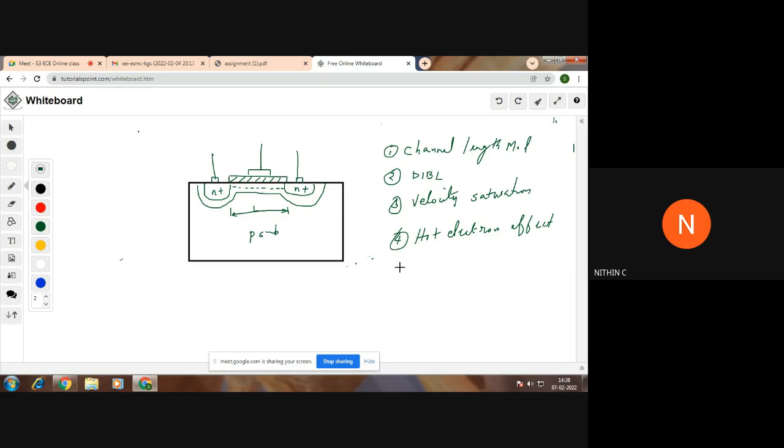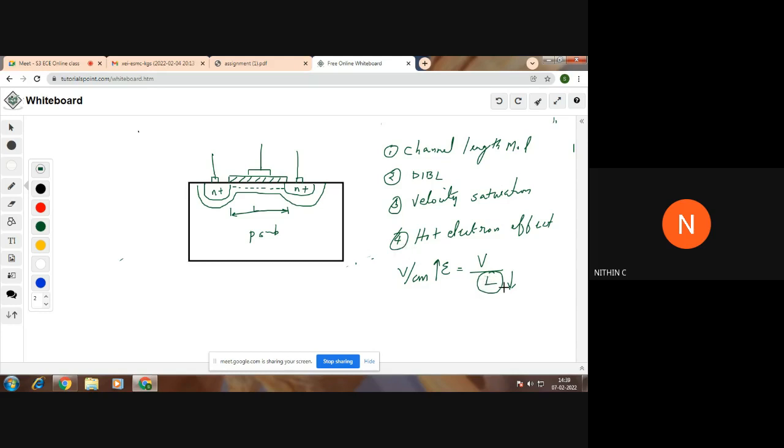What is electric field? Electric field depends upon voltage per centimeter. Voltage divided by distance, V by L will give you the electric field. So that depends upon the length. Volt per centimeter ആണ് electric field unit. So what happens when the length of the channel decreases? Length of channel decrease ചെയ്യുന്ന സമയത്ത് electric field value will increase. When there is high electric field, you will be having hot electrons in the channel. All these will come as part of short channel effects.